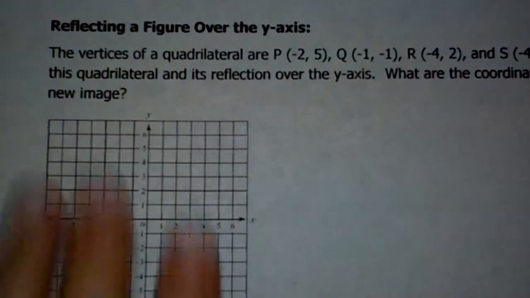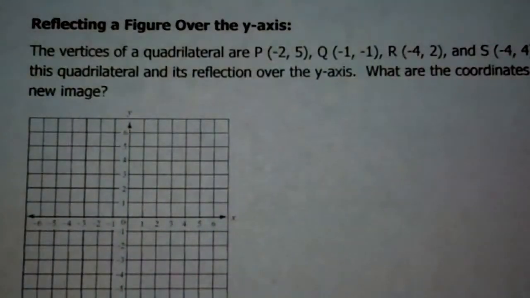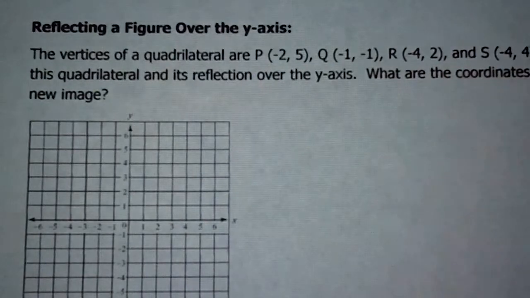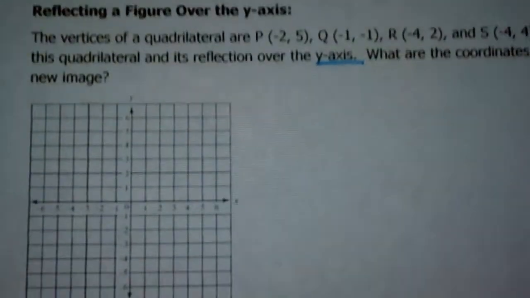All right, so now I give you the vertices of a quadrilateral. So instead of having a triangle, we have a quadrilateral. It has 4 sides. And the vertices of a quadrilateral, I'll give you P, Q, R, and S. I ask you to draw this quadrilateral and its reflection, but this time it's going to be over the y-axis. And I ask you what the coordinates of the new image are.